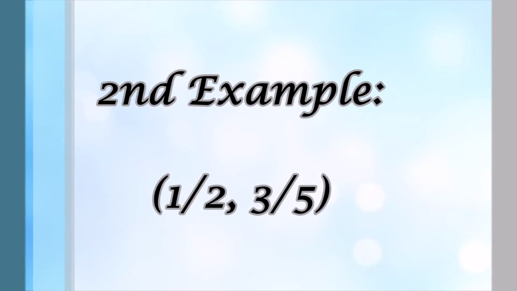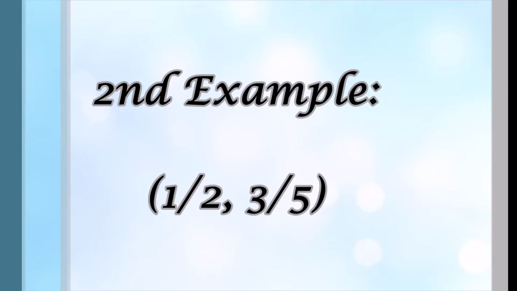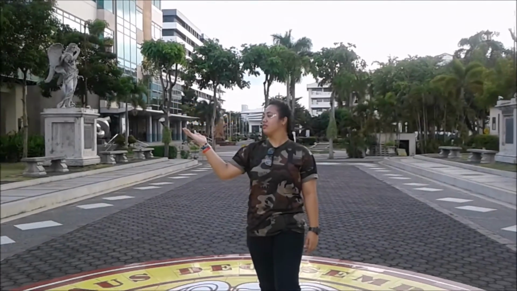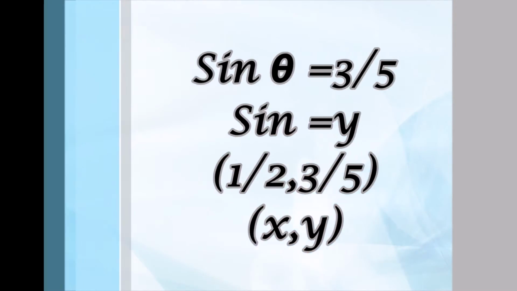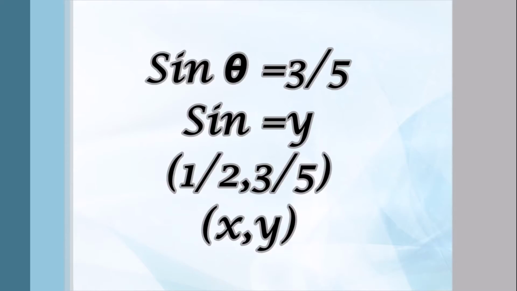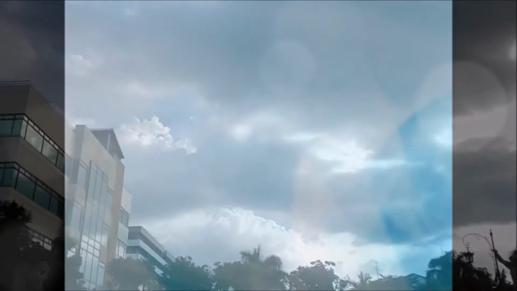The second given coordinate is (1/2, 3/5), and we need to determine the 6 trigonometric functions. First is the sine. The answer is sine theta equals 3 over 5, because 3 over 5 in the coordinate (1/2, 3/5) represents the variable y, and that is the representation of sine.